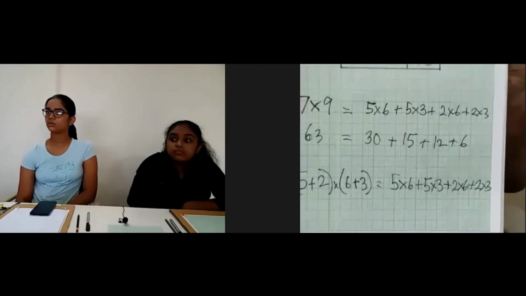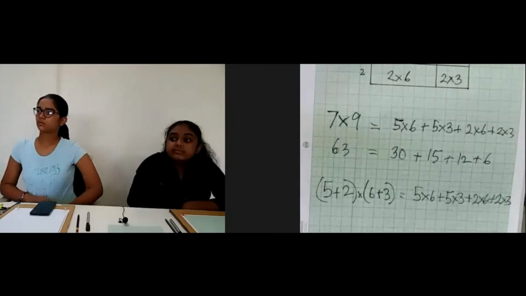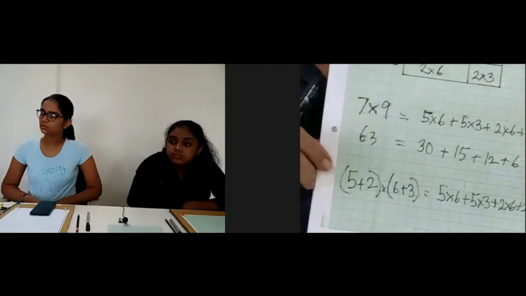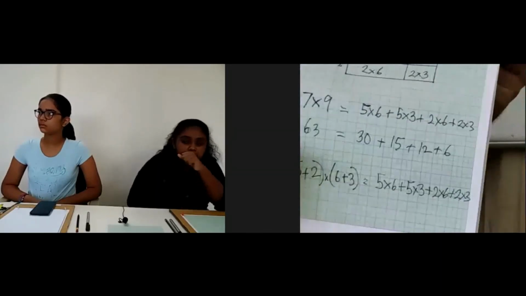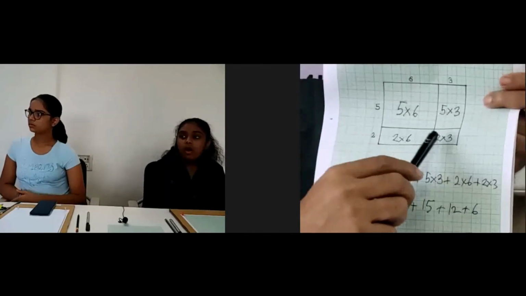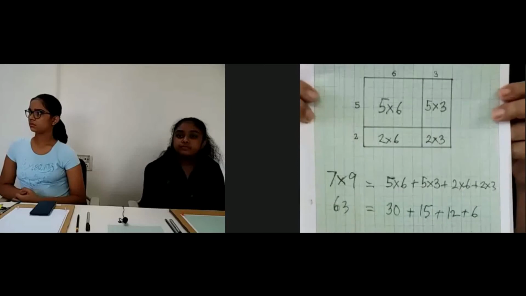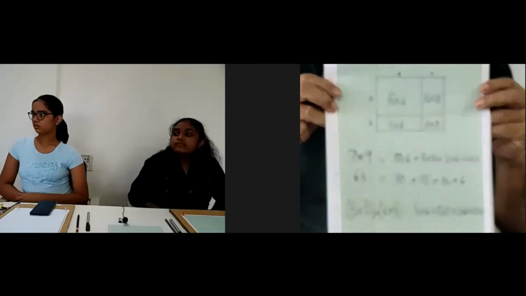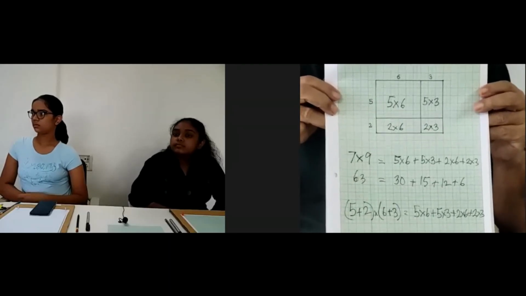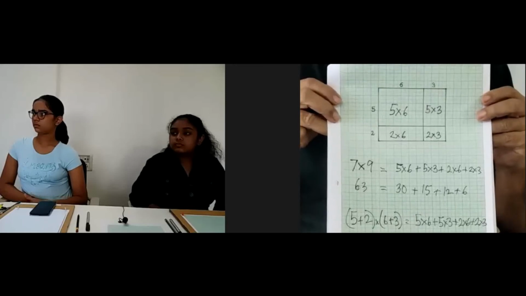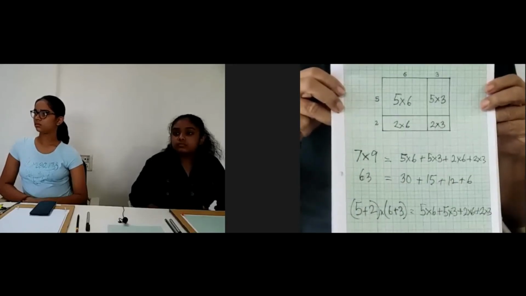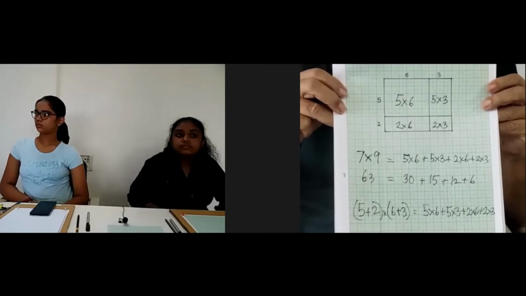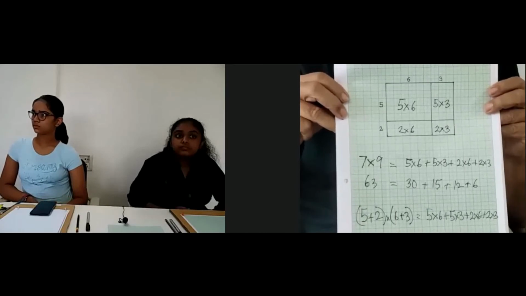And for 7, I've used 5 plus 2, but I've kept that in a bracket. For 9, I've written 6 plus 3, that also in a bracket. So I get a bracket multiplied by a bracket. This one, this one, this one, and this one. So multiplying brackets can be shown by making rectangles. I repeat that. Multiplying brackets can be shown by making rectangles and break the big rectangle into smaller parts.